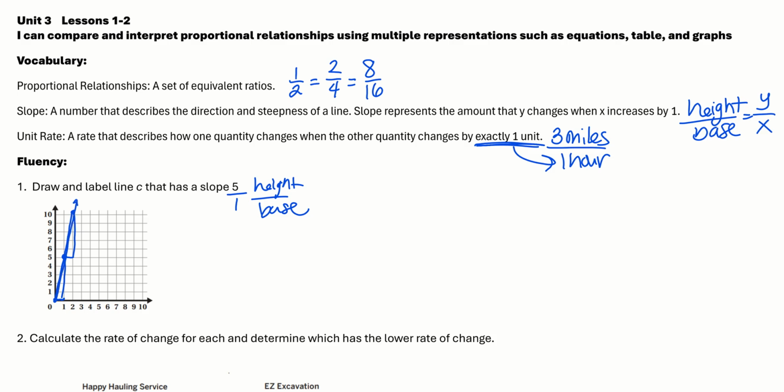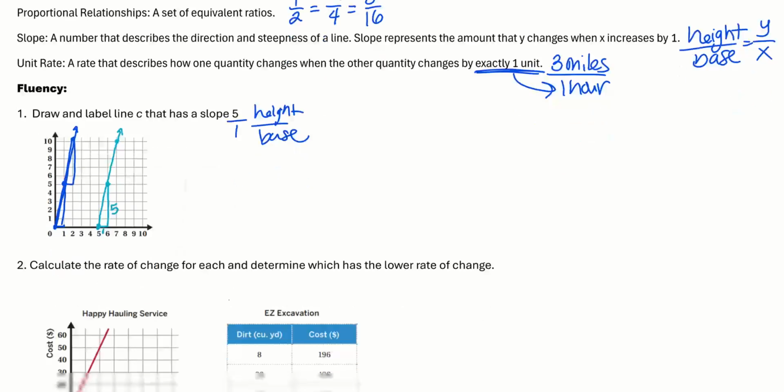Now you can start these lines wherever you would like, so maybe I start off at a different point. I'm going to change my color. Maybe I start it here, but we can still do the same thing. Base of 1 and height of 5, base of 1, height of 5. It did not say you had to make this a proportional relationship, so I just want to give you 2 examples so that you can see that you can do it in multiple places. The most important thing, though, is that our base is 1 and our height is 5.